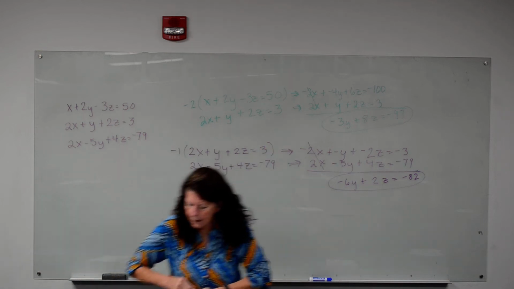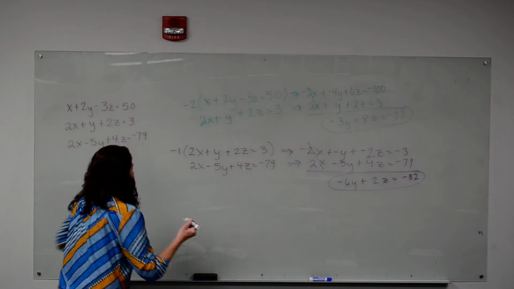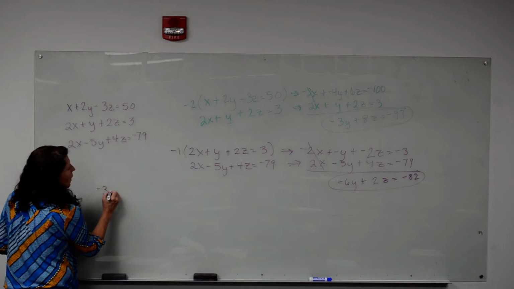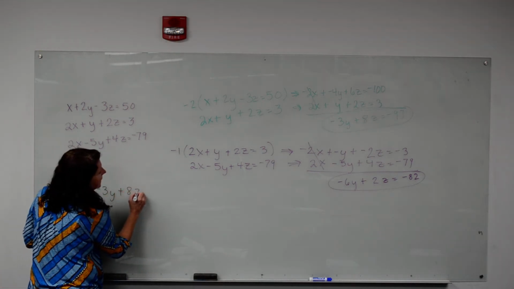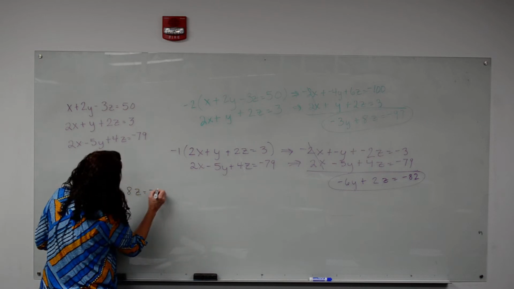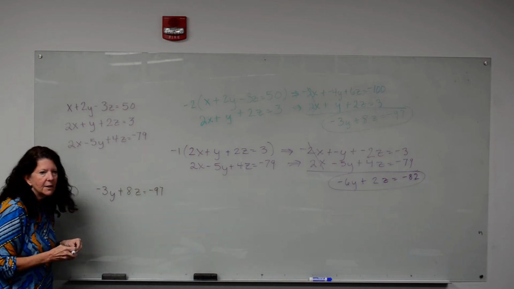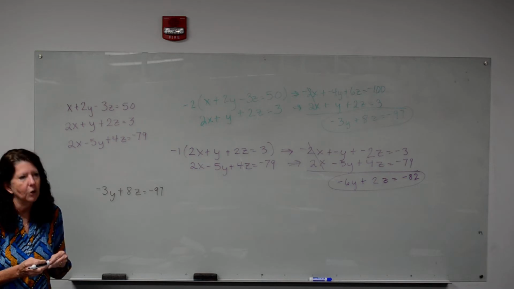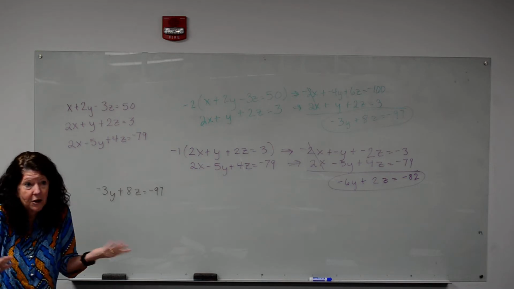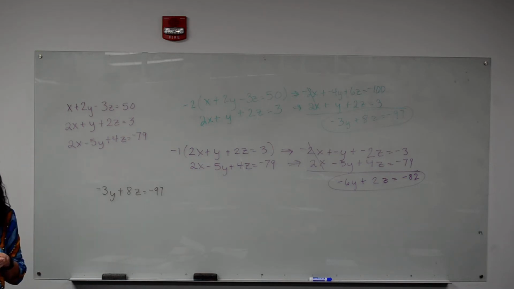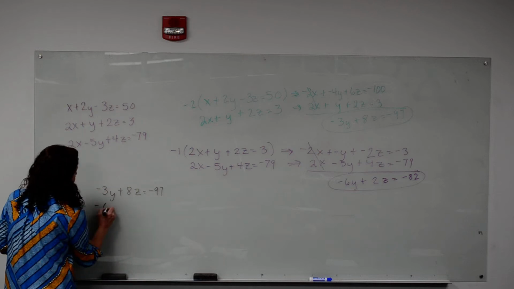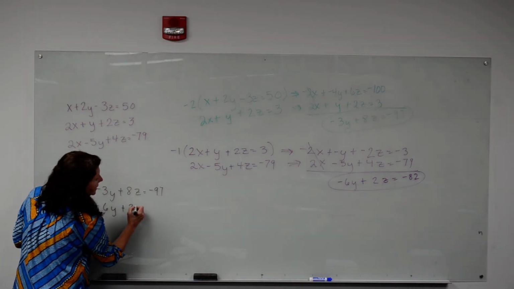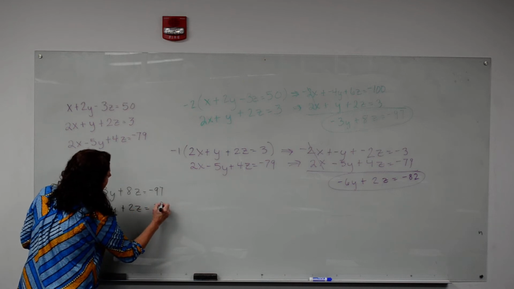Let's put it in black. So I have -3y plus 8z equals -97. If you make a careless mistake on this, you are cooked, okay? If you get up and go to the bathroom in the middle of doing one of these, you are cooked, okay? You must stay and focus in on it. All right, so I have negative 6y plus 2z equals negative 82.